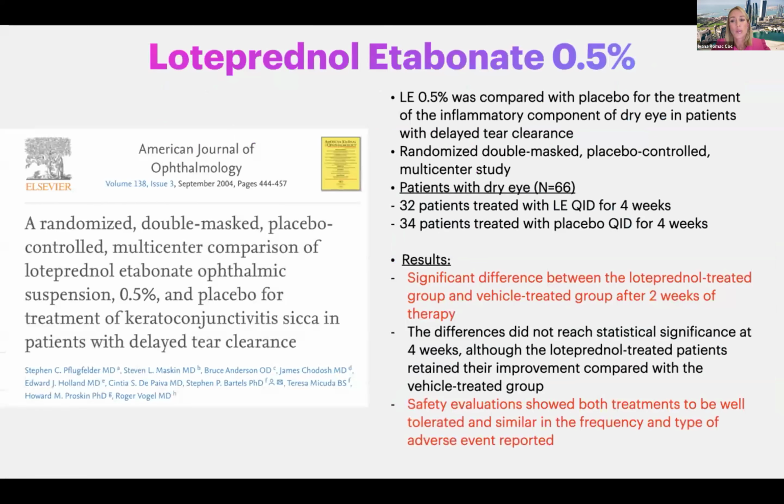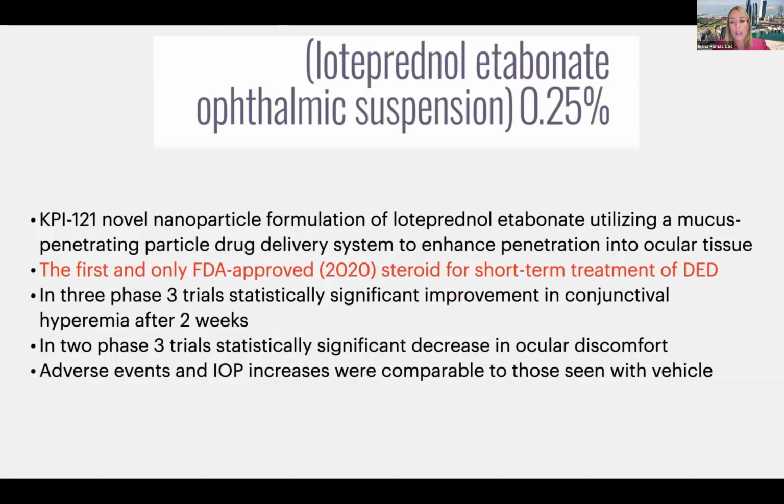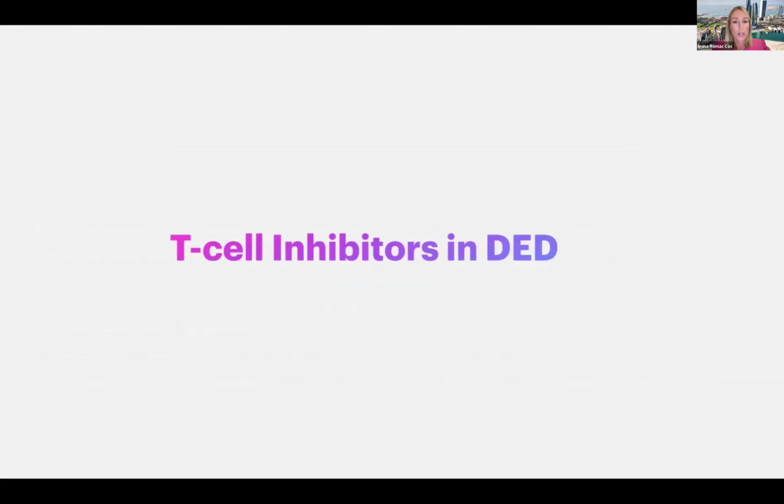Steroids are great and very effective, especially in the treatment of acute flare-ups, which require rapid relief. And loteprednol etabonate 0.5% is the first smart steroid that has a good anti-inflammatory capacity with a good safety profile from the IOP standpoint. And now we have a new nanoparticle formulation of loteprednol etabonate 0.25%, which is using a mucus-penetrating particle drug delivery system. This improves penetration into ocular tissue. And this is the first FDA-approved steroid for short-term treatment of dry eye disease and has done very well in the phase 3 clinical trial.